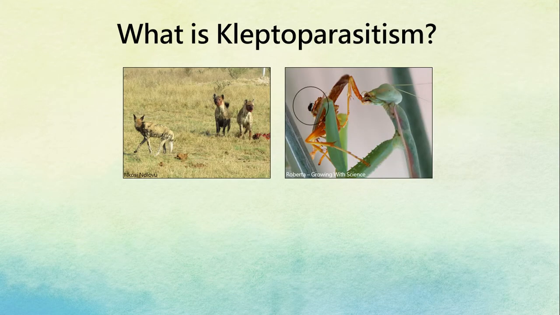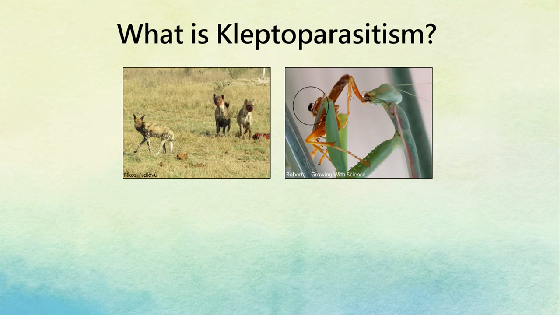So first off, what is kleptoparasitism? Well, it's the stealing of a procured food item from another individual, and this can be intraspecific, so between your own species, or interspecific, between species. In this picture, you can see these two hyenas appear to be protecting this kill. Unfortunately, it was not their kill. They stole it from this African wild dog. That's a good example of kleptoparasitism between two different species of mammals.